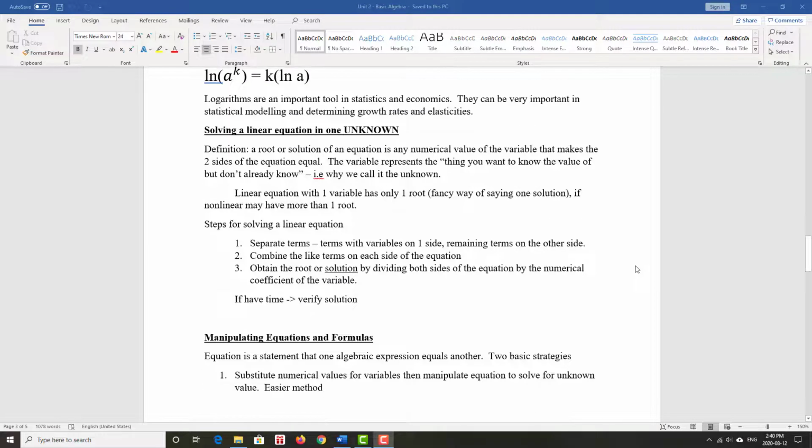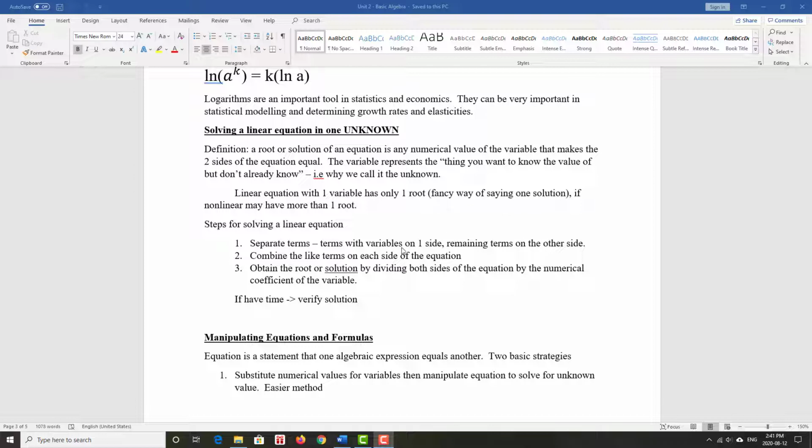A couple more terms here that are important, just in case you see the wording in reference materials. A root, sometimes they say, well, we're going to solve for the root. Root is just another way of saying you're going to solve for the solution. So one variable has one root. Again, just a way of saying it's got one solution.